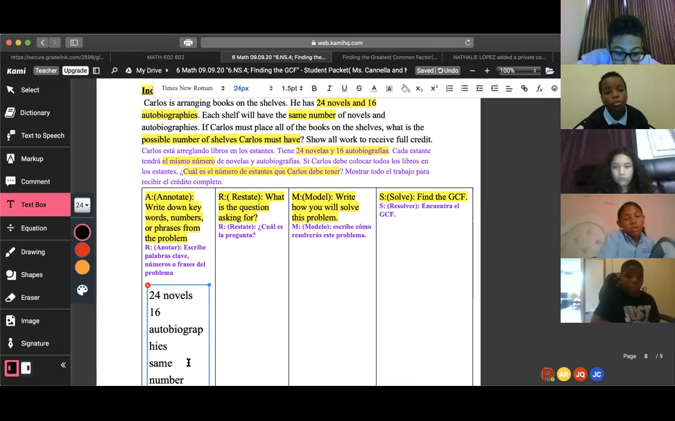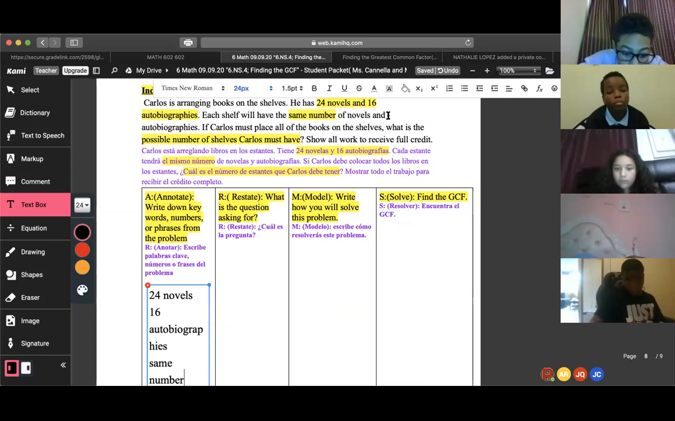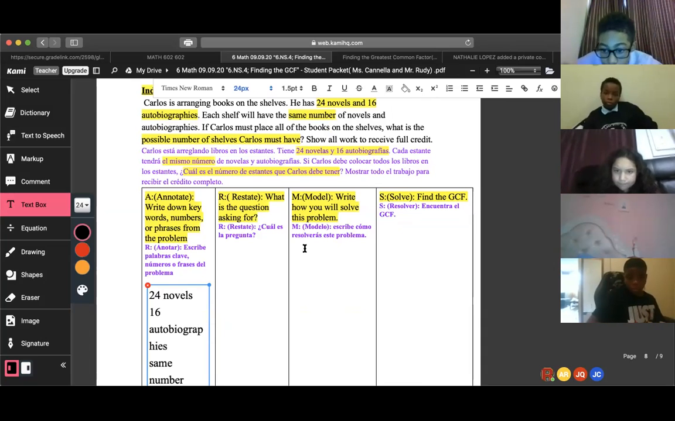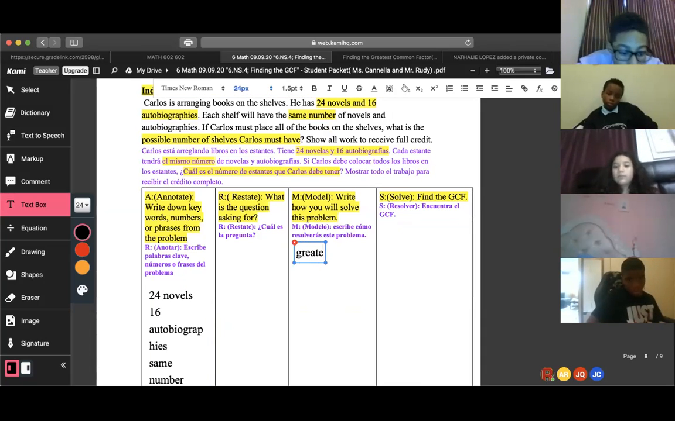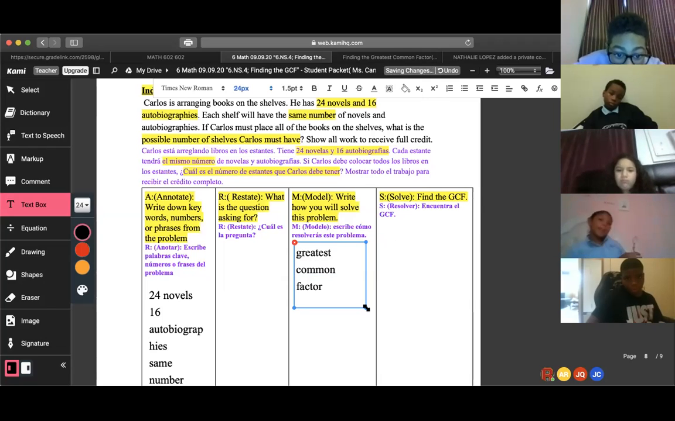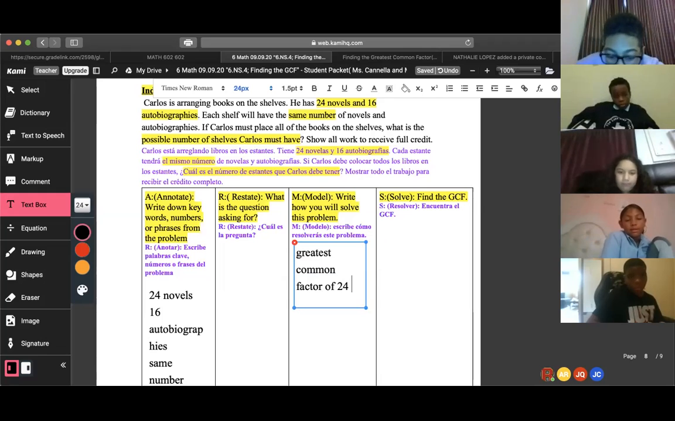Hold on, Ms. Canelo, I want to ask them this. What does the same number mean? Anybody, please. It says each shelf will have the same number. That means it's the exact same, guys, right? We have to make them equal. How is that possible? If I have 24 novels and 16 autobiographies, we have to find the greatest what? What's the whole lesson about? Greatest common factor. Good. Of what 2 numbers, guys? 24 and 16.